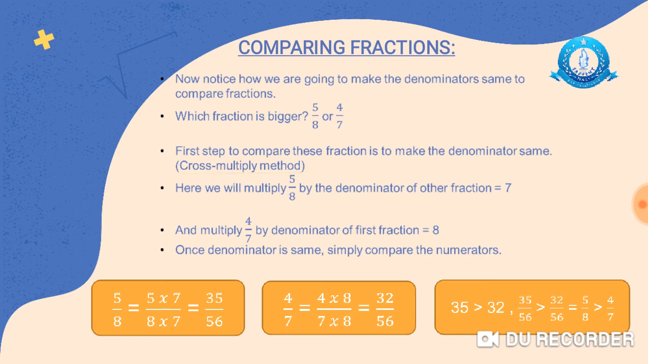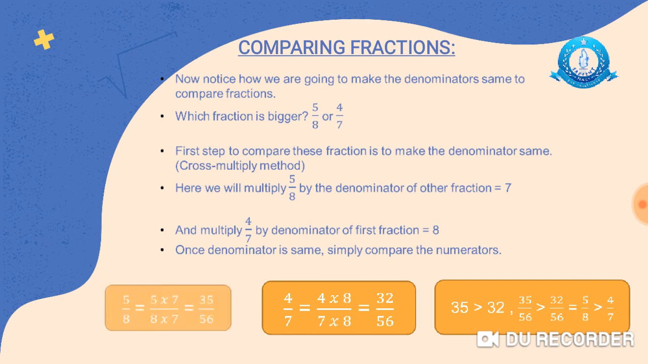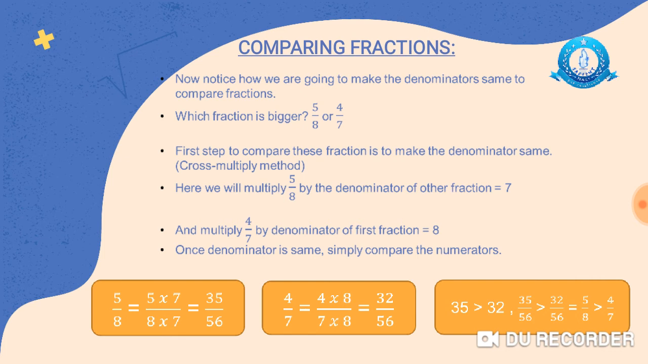So my first step will be to multiply the first fraction 5 upon 8 by the denominator of the second fraction, and the denominator here is 7. So 5 upon 8 will be multiplied by 7. 5 multiplied by 7 gives us the answer of 35, and 8 multiplied by 7 will give us the answer of 56.